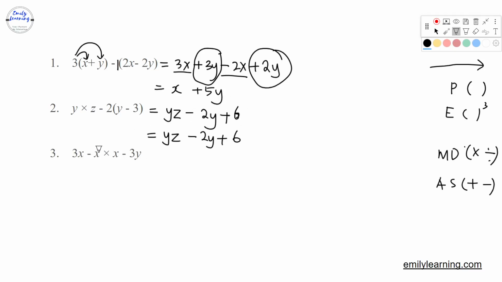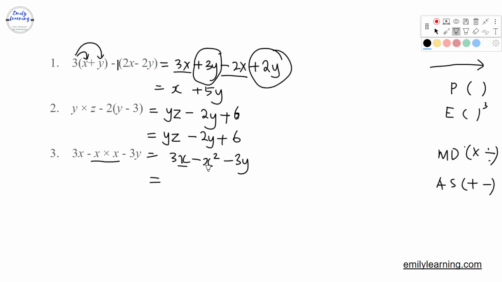Moving on to question 3, I have 3x minus x times x minus 3y. There's no parenthesis, there's no exponent, so we only have multiplication, division, and addition and subtraction. We'll do multiplication and division first. I have a multiplication here, so I'll do it. I have x times x, which gives me x squared. Then I'll copy the rest. Next, I'm just left with addition and subtraction.